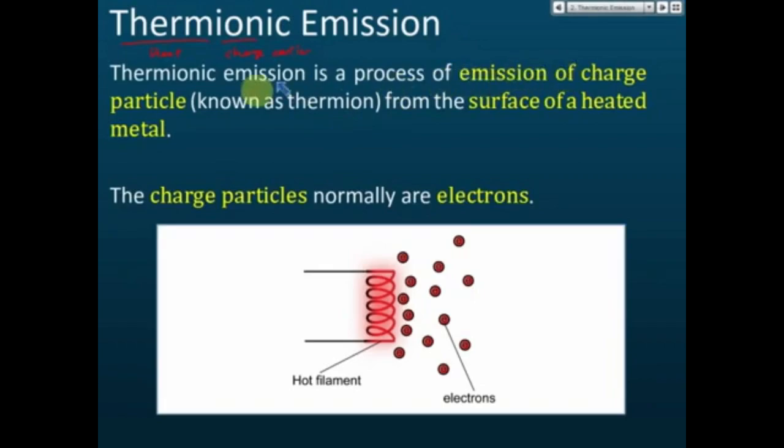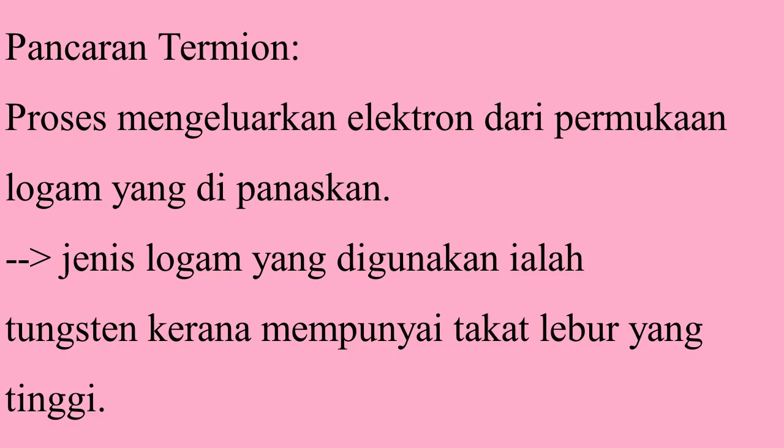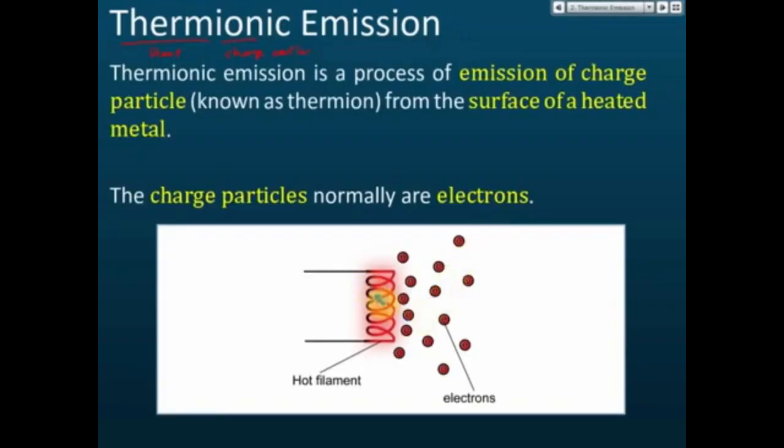So, emissions of charged particles from the surface of a heated metal. You heat the metal, and up to a certain temperature it will release some charged particles, and this process is called thermionic emissions. The charged particles normally are electrons. For example, we have these hot filaments. We use electricity to heat these filaments, and up to certain temperatures, electrons will be released from the hot filament. This is called thermionic emissions.